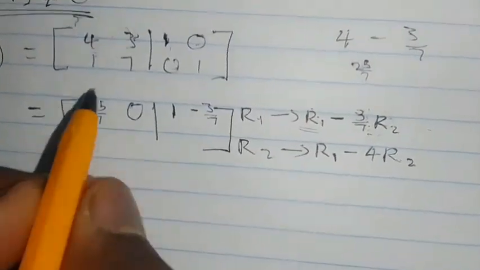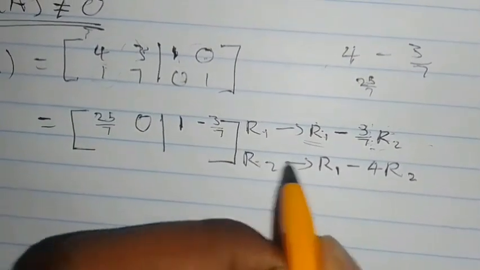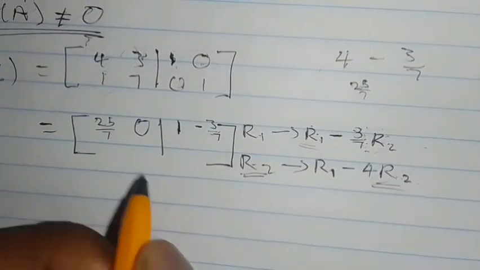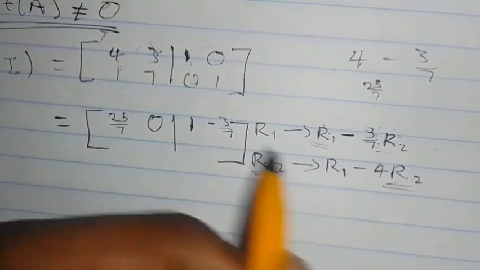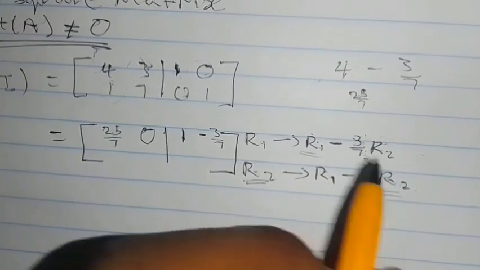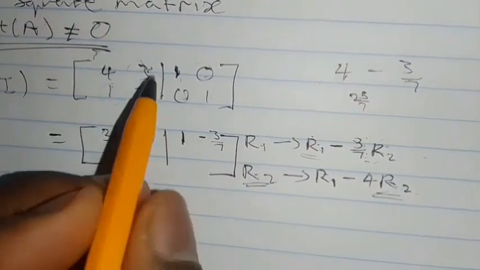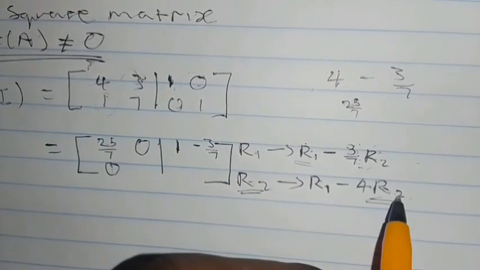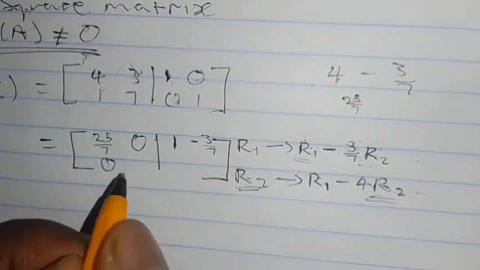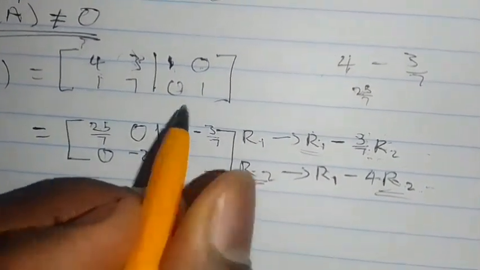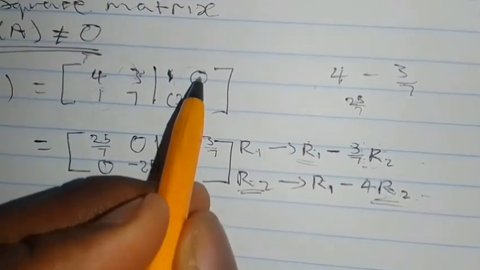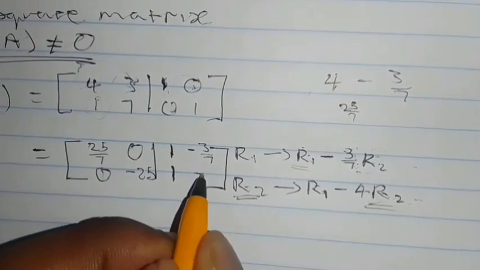And then we also want to have 0 here, so we're going to replace row 2 with row 1 minus 4 row 2. Again, we replace row 2 with something that has to do with row 2. Now we have row 1, which is 4, and we subtract 4 row 2, so 4 minus 4 into 1 gives us 0 here. Then 3 minus 4 into 7: 4 times 7 is 28, and 3 minus 28 is minus 25. Then row 1 minus 4 row 2 gives 1 minus 4 times 0, which is 1, and 0 minus 4 into 1, which is just minus 4.